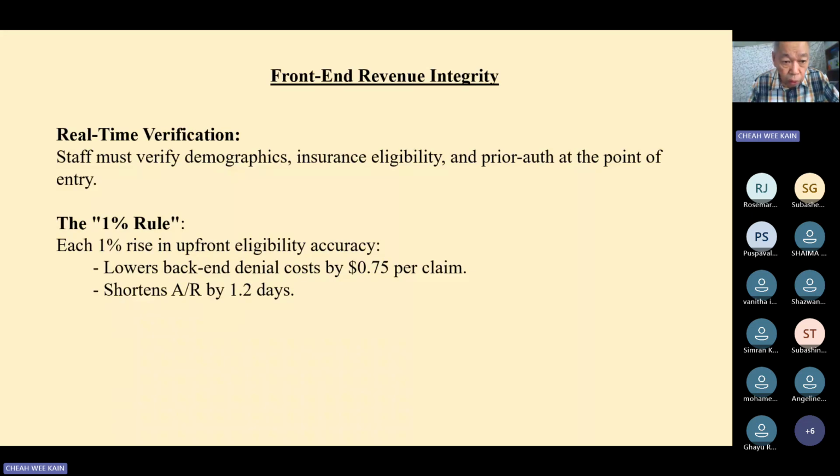The 1% rule: each 1% rise in upfront eligibility accuracy lowers back-end denial. You know what back-end denial is? When the patient is about to get out of the hospital, he will complain: I didn't receive this procedure, you still charge me. So what do you mean by upfront eligibility? You check that the patient really has an insurance policy or not. You check, when you go into the credit card, whether the money comes in or not.